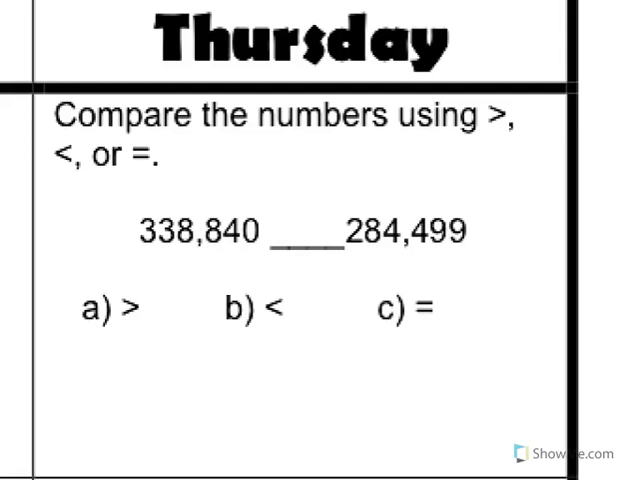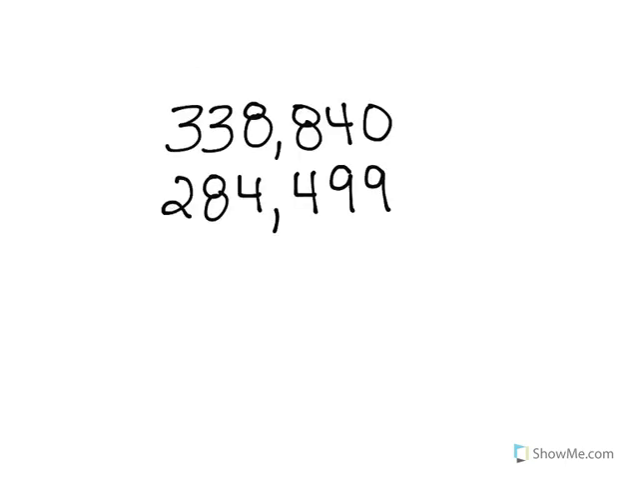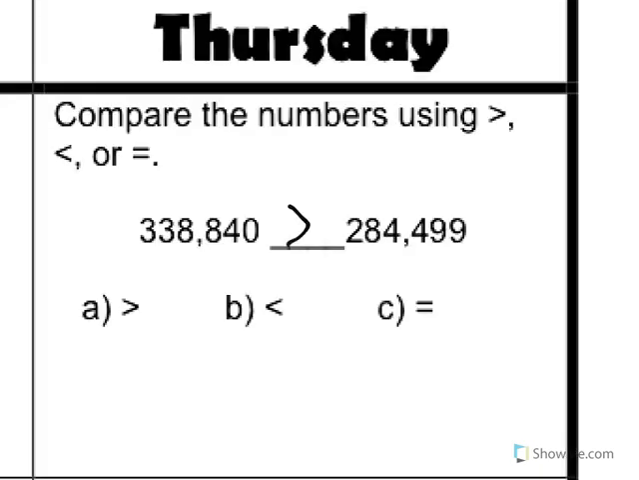Compare the numbers using greater than, less than, or equal to. So we have 338,840 and we have 284,499. If we're trying to compare these two, we want to stack them up, line up our places, and start with the largest place, which is our 100,000s place. Since this number on top has 300,000s and this one has 200,000s, the top number is larger. So our first number is greater than our second number. So A is our answer.